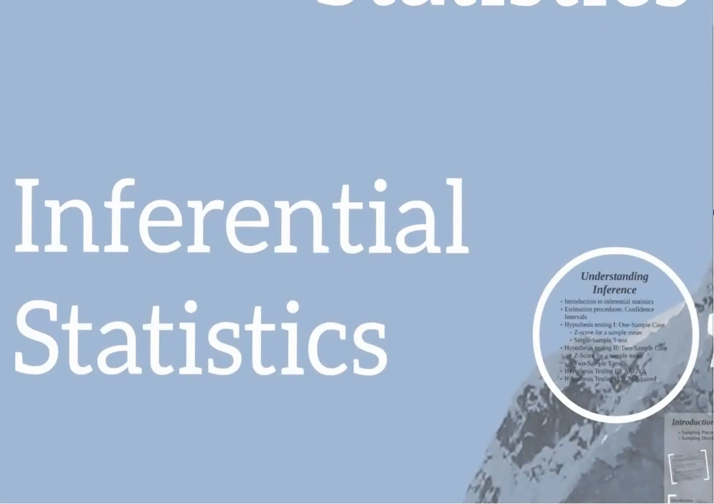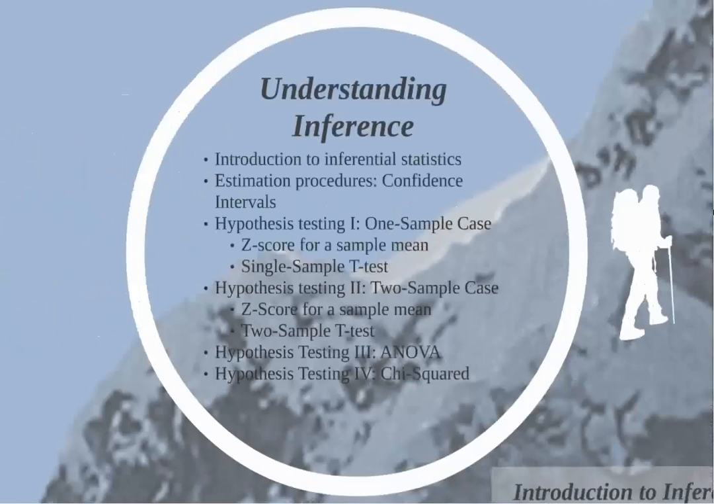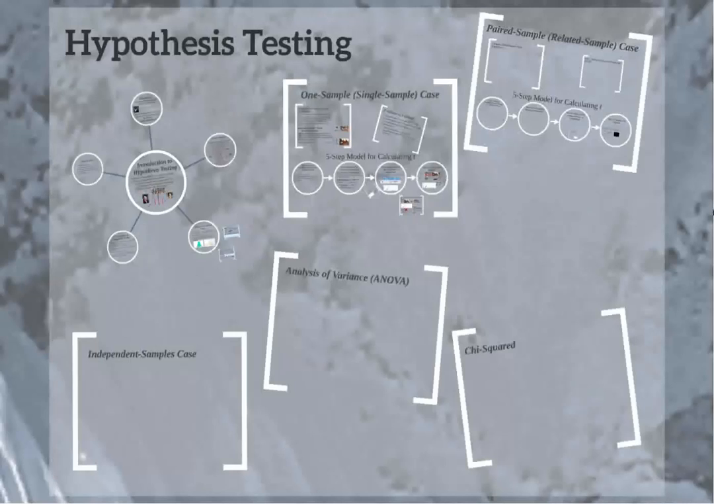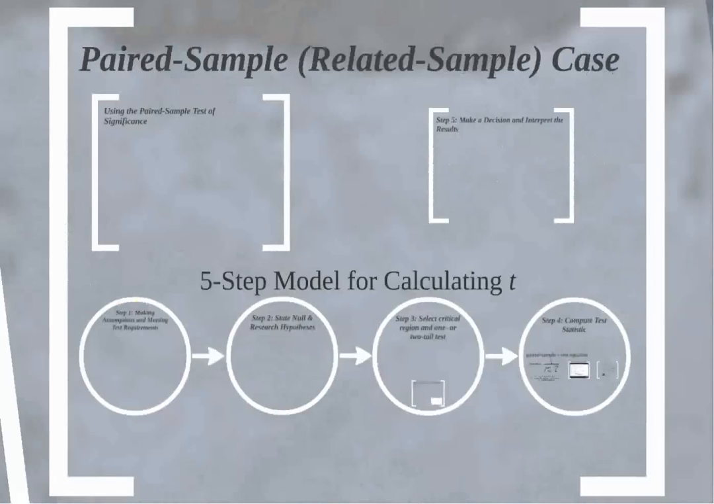Today we're going to continue talking about inferential statistics, and particularly understanding inference, and more specifically, hypothesis testing. So we are on lecture number 3 of 6 of the hypothesis testing pieces. And today we will be talking about the paired sample or related sample test of significance. Now this is a unique test of significance. It's slightly different than the other ones.